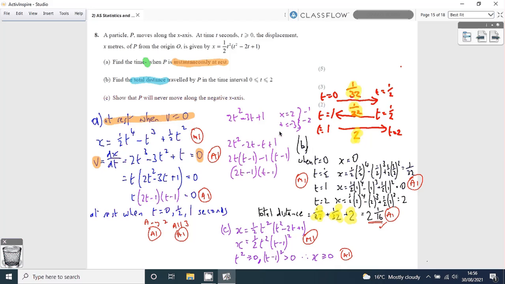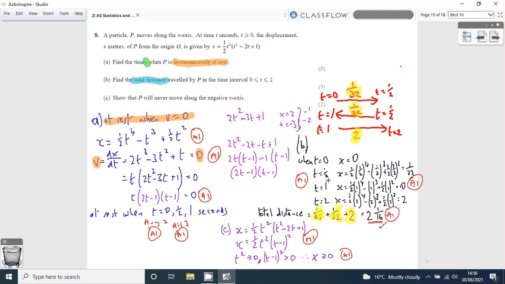Now for part B, total distance travelled. I'm going to work out my displacement when I start and when I finish, at t equals 0 and 2, and also when I'm changing direction, when I'm at rest, so when t is a half and t is 1. My displacement on those 4 occasions are these values for x. So what is my distance travelled? How far do I go from when t is 0 to t is a half? My displacement goes from 0 to 1 over 32, so I've travelled a distance of 1 over 32 meters.